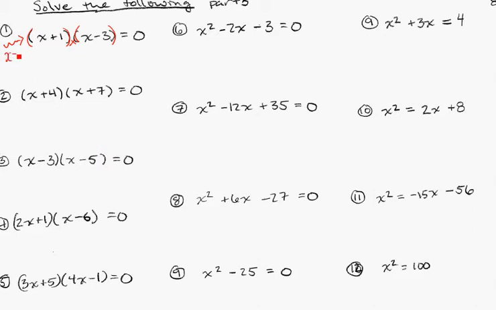So look what happens when I substitute x equals 3 into this equation here. I'll get 3 plus 1 times 3 minus 3, 4 times 0, which is clearly 0. So substituting x equals 3 into the left-hand side gives me 0. So one possibility, a solution for this equation here, of course, is x equals 3.